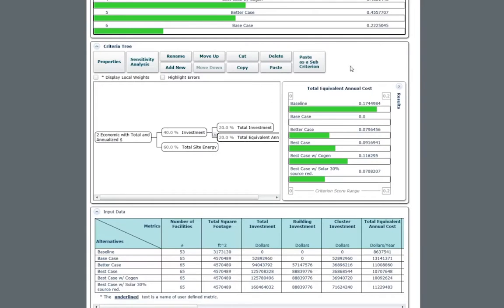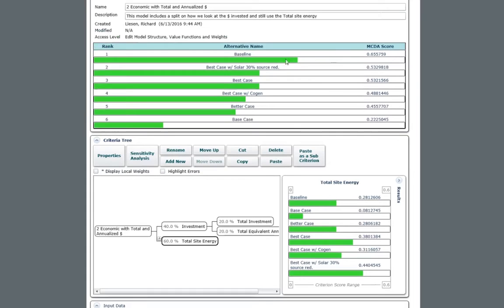So let's go back to our tree. This is how our total equivalent annual cost looks in isolation. This is how the investment looks in isolation. This is how our site energy looks in isolation, and we see our splits here. And we can then see how the total scores for the models look. In this situation, the baseline is still at the top, but that's really not what we're comparing against, right? Then we look down at the bottom, and we see that the base case is the worst. So doing business as usual is our worst decision, given this structure right here.